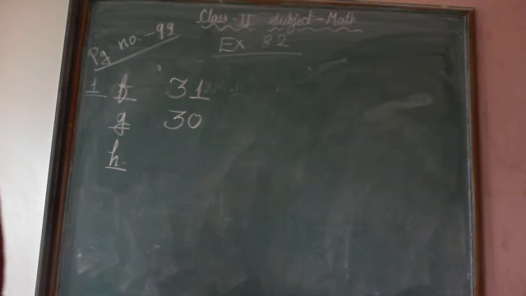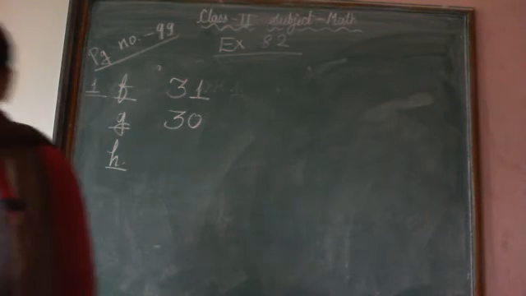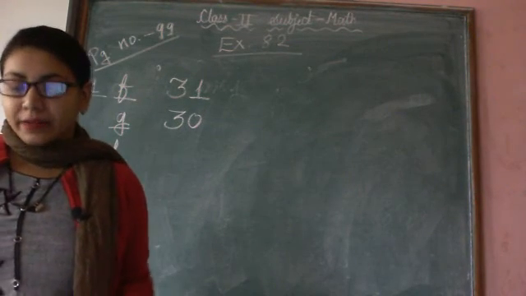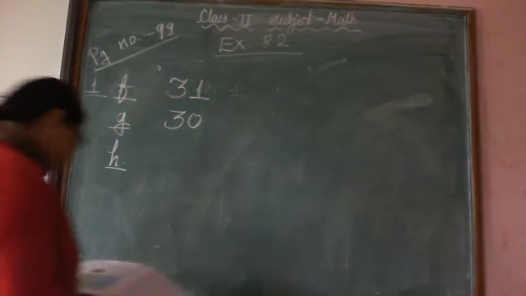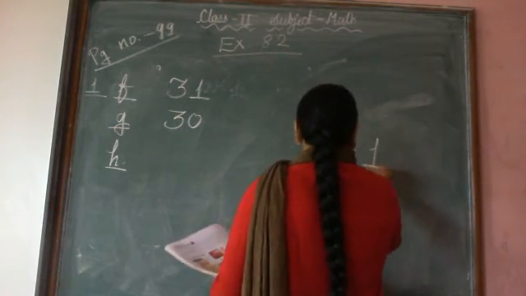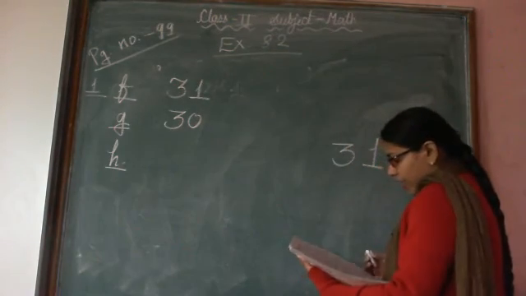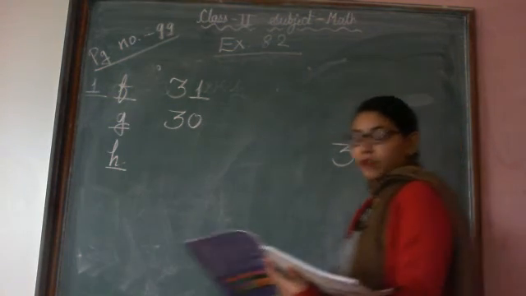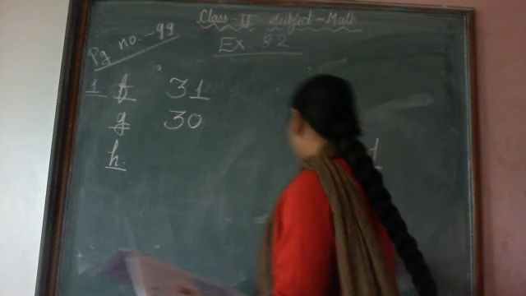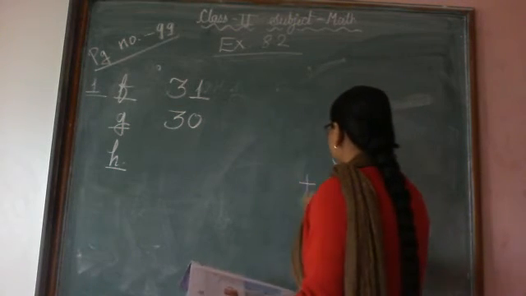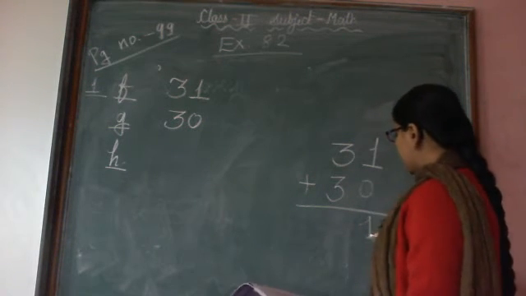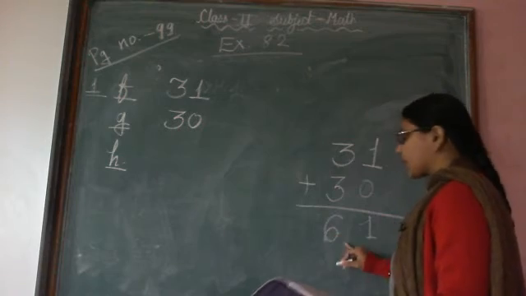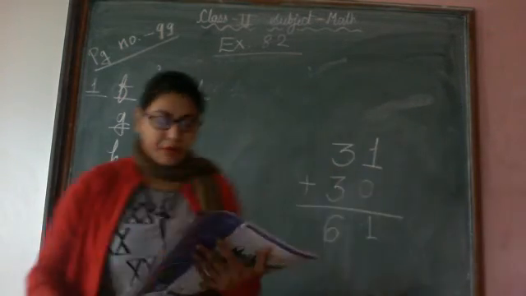Now H. The total number of days in the months October and November together is. See, total means we need to add the total number of days in October and November. So how many days are there in October? 31 days. And how many days are there in November? There are 30 days in November. So we need to find the total. So we will add 31 and 30. So 1 plus 0 is 1 and 3 plus 3 is 6. So together there will be 61 days in October and November.